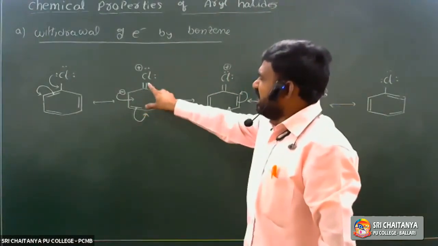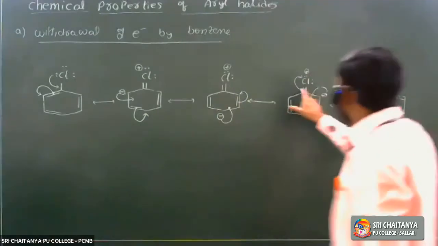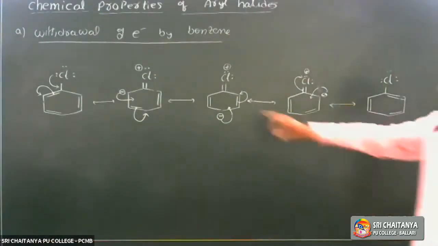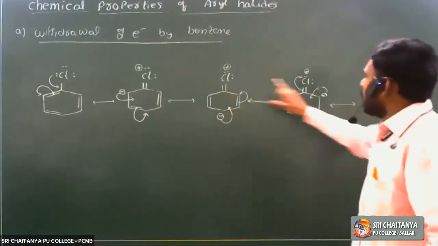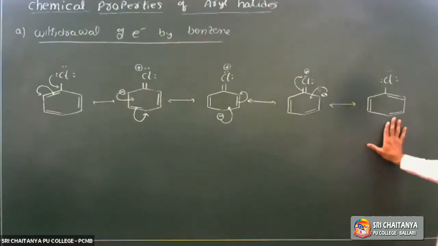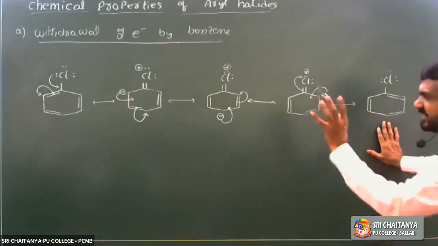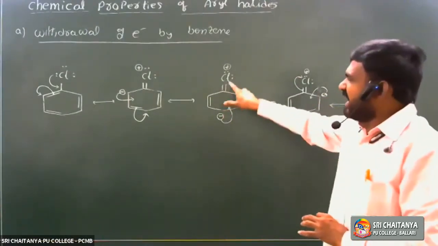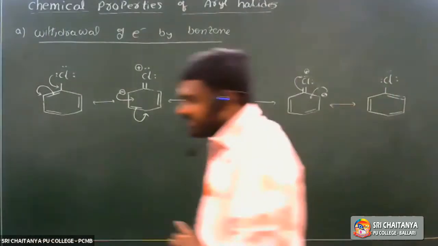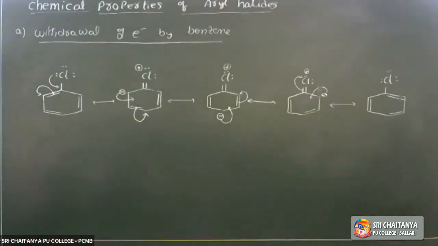So the C-Cl bond has a partial double bond character. In these resonance structures, the C-Cl bond has a partial double bond character.